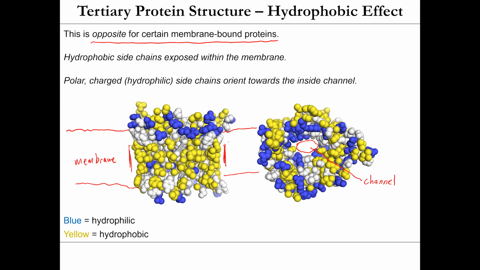But it's still based on the hydrophobic effect because these hydrophobic side chains are going to be interacting with the hydrophobic interior of the lipid bilayer cell membrane, and then the polar side chains are going to be sticking out in the solvent-exposed area and also in the middle in this channel. So this distinction between hydrophobic and hydrophilic side chains or R groups is very important for the overall folding of a protein in three dimensions.